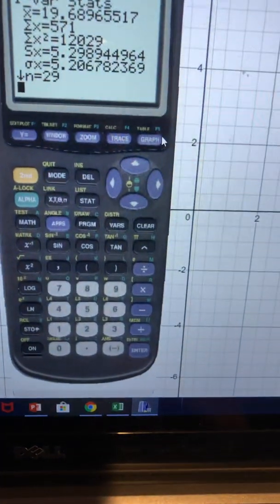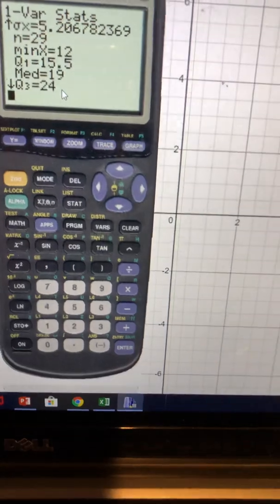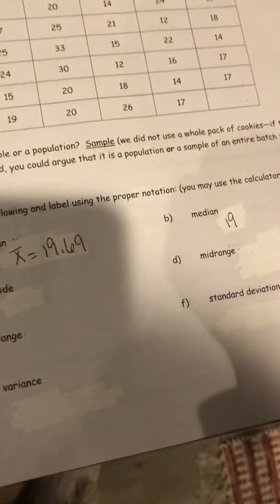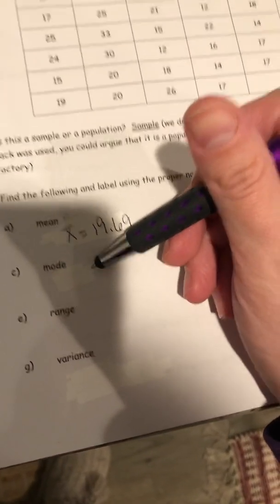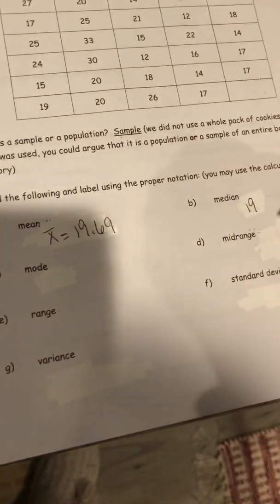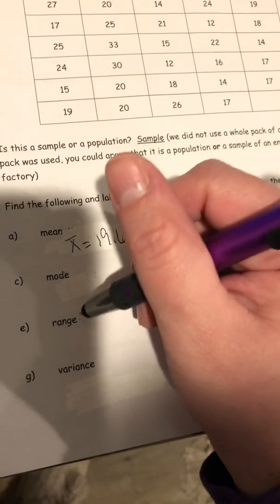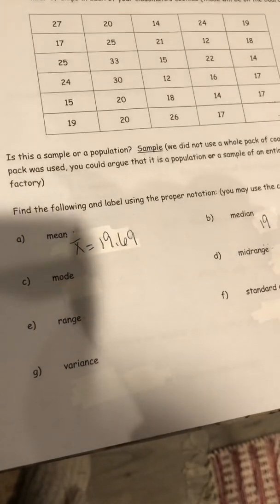The calculator also gives me the median. If I hit the down arrow, it'll say median is 19. There's no notation for median, so I just write down 19. The calculator doesn't give me the mode. I have to do that myself, and I'm going to come back to that in just a minute. Nor does it give me the mid-range, so I'll come back to that in just a minute. It doesn't give me the range, but it does give me the max and min, so I can find them using this.